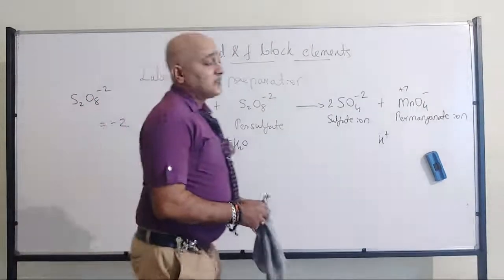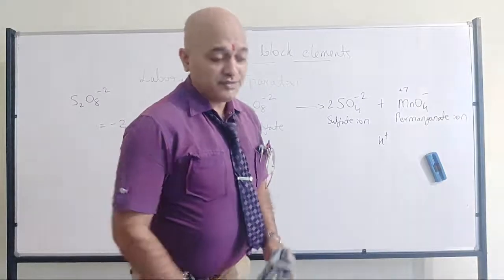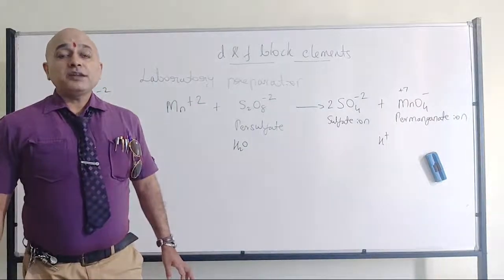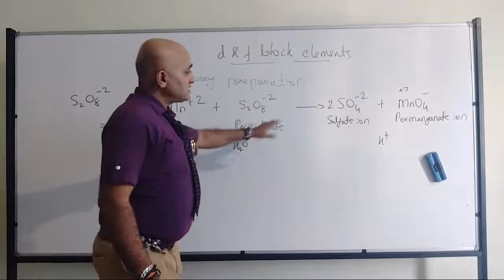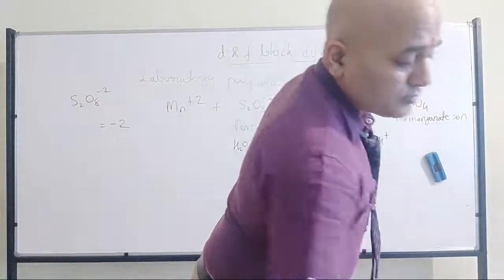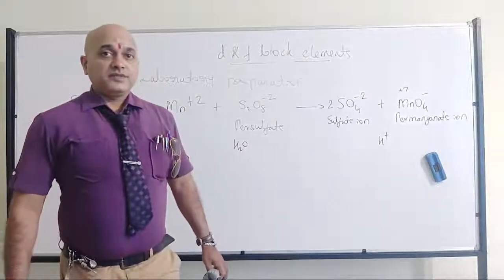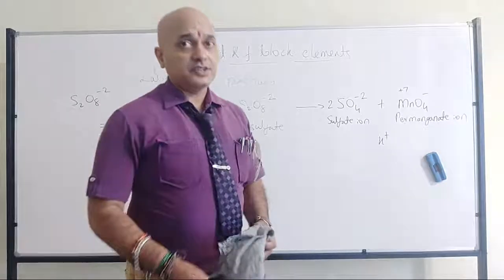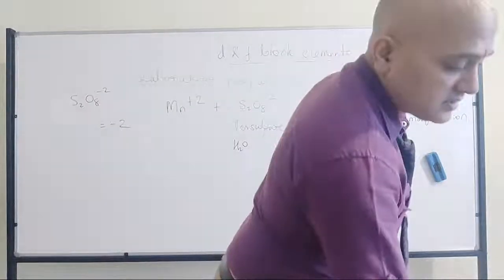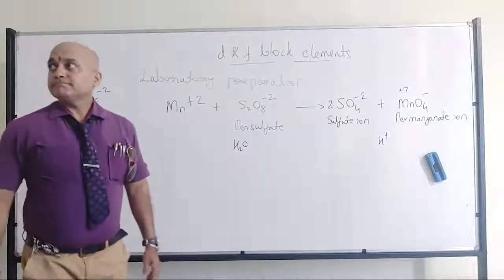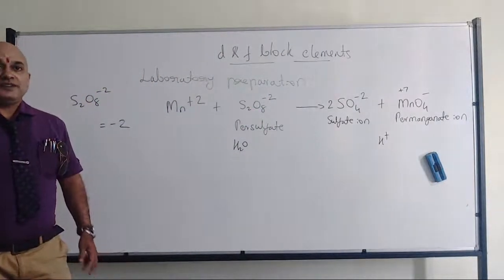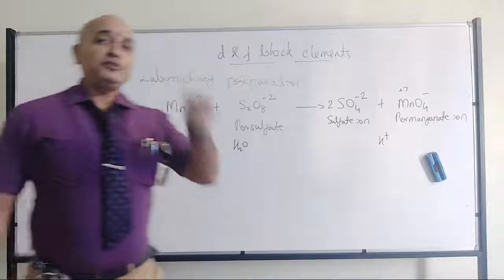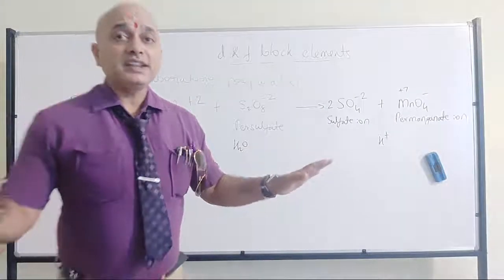Since there is a formation of 2 sulfate ions, how many electrons will be required? 1 persulfate is getting converted into 2 sulfate ions. The rest of the oxygens remain the same. Only those 2 oxygen are getting changed. How many electrons? Fast. I showed you the reaction also now. Only those 2 oxygen are going to accept the electron. The rest of the oxygen will remain the same.